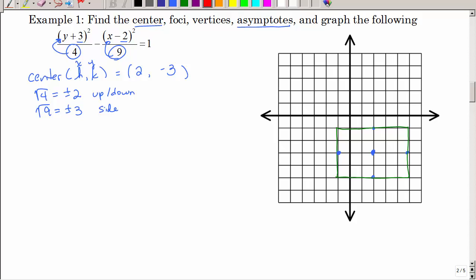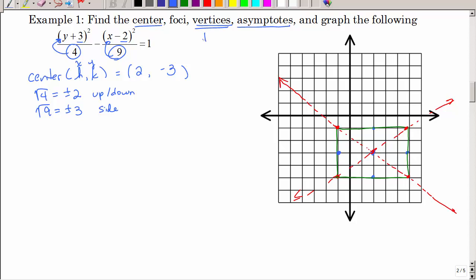Then we're going to graph the asymptotes. The asymptotes go through the corners of the rectangle and the center. That's one asymptote. And the second asymptote, again, want to go through the corners and the center, but you want to go beyond the rectangle. Still haven't graphed the hyperbola. Keep going. Let's talk about the vertices.